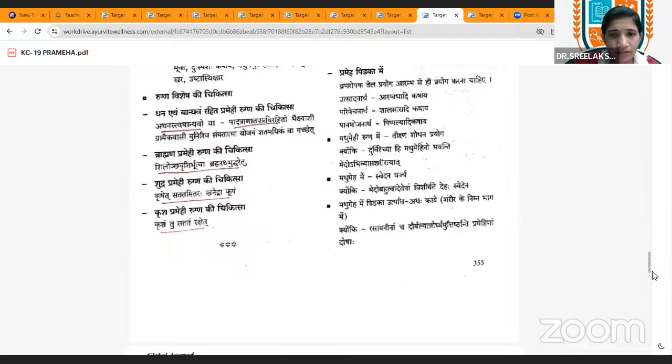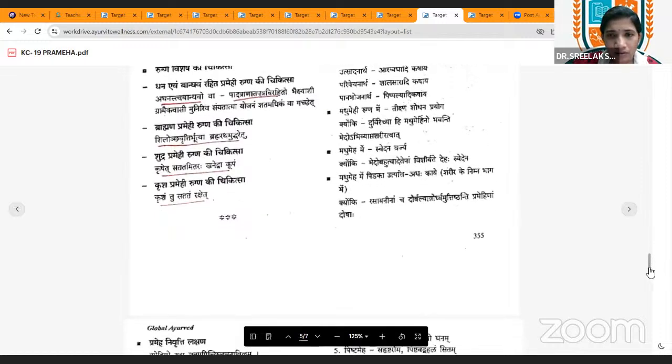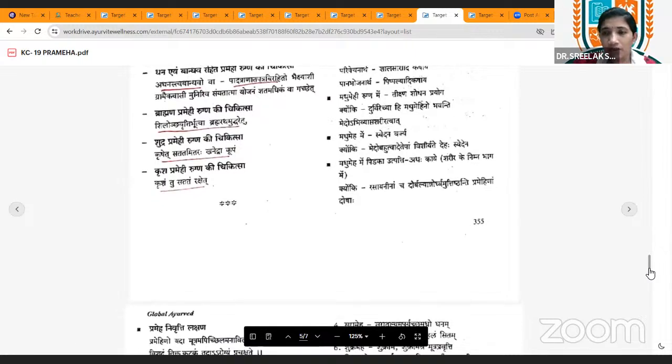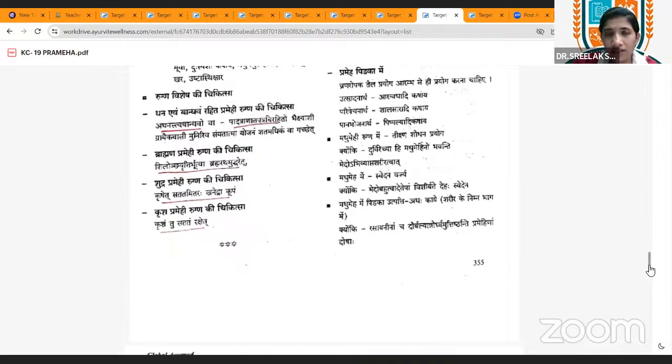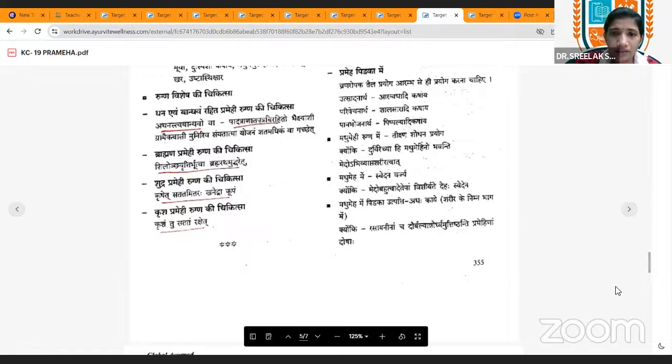Next point is about Madhumeha. So Madhumeha, mainly Acharyas mention it as one among the Vataja Prameha. But due to the vitiation of Medas actually, this Madhumeha can occur either due to Dhatukshaya. Okay, and in Madhumeha, the treatment is mainly Svedana Varjya. So this is important. That is, in Madhumeha, Sveda is contraindicated.